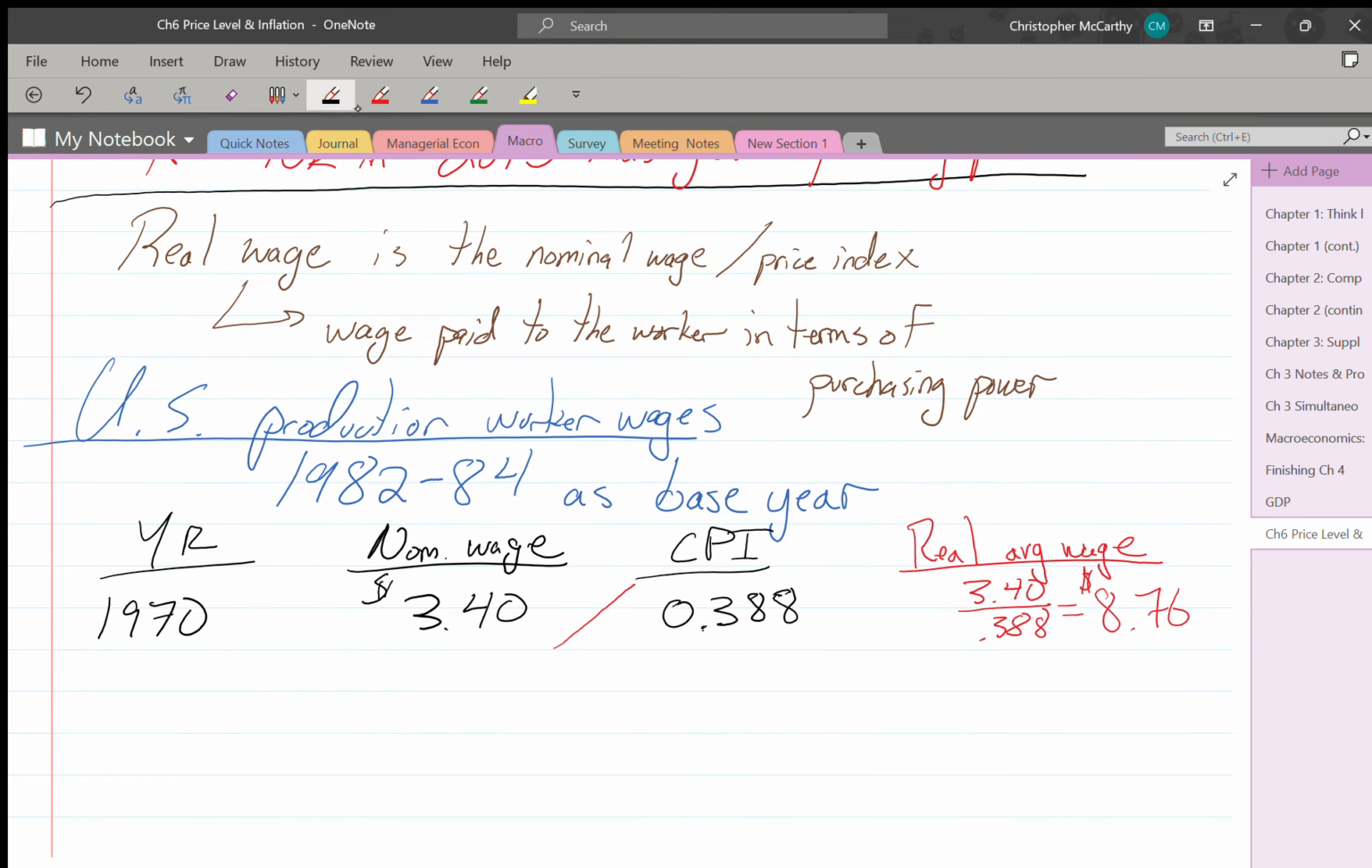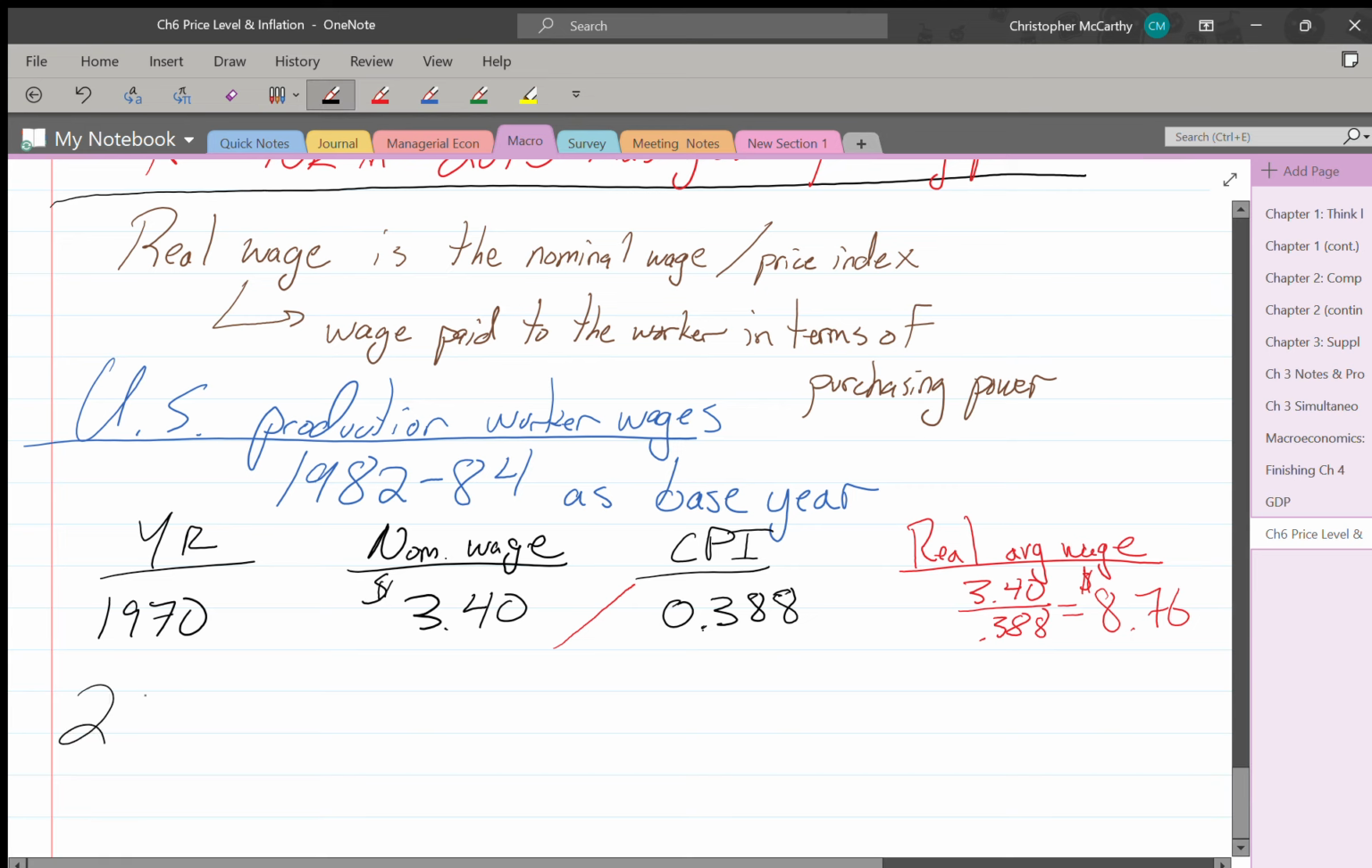And then we fast forward to 2019, where the nominal average wage for U.S. production workers is $23.51. So upon first blush, it seems like they're doing way better, but we know that the price levels have changed a lot in the 50 years since 1970, right?